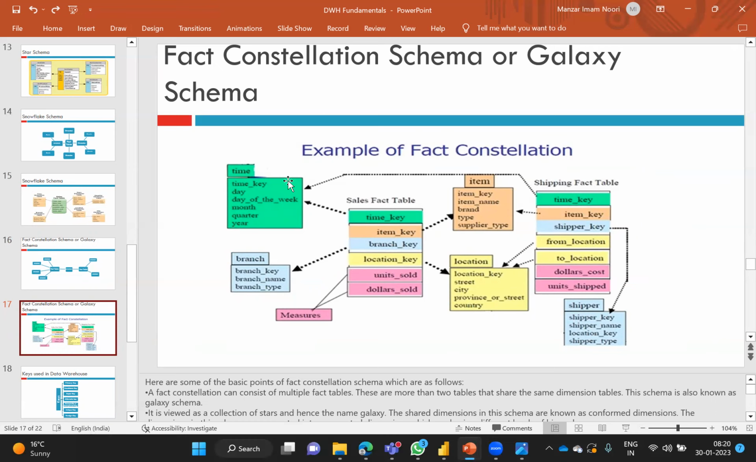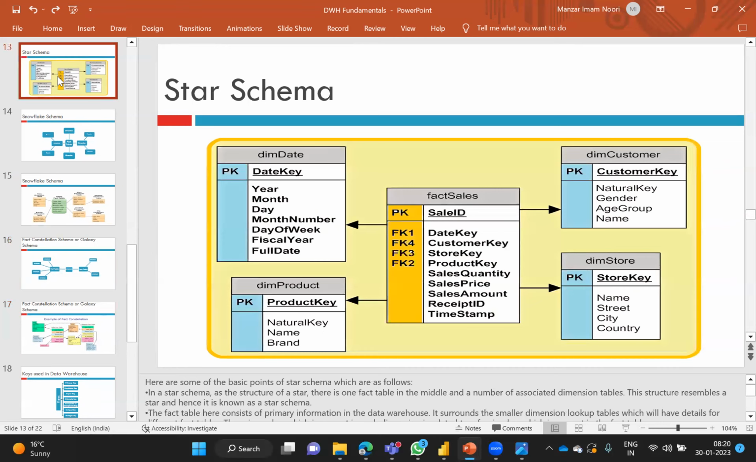So these are the common dimensions, and you have the item, you have the time. So these are the common dimensions through which these two fact tables, the sales fact table and the shipping fact table, are connected, right? This is called constellation schema, or fact constellation. So that's what we have in data modeling concepts.